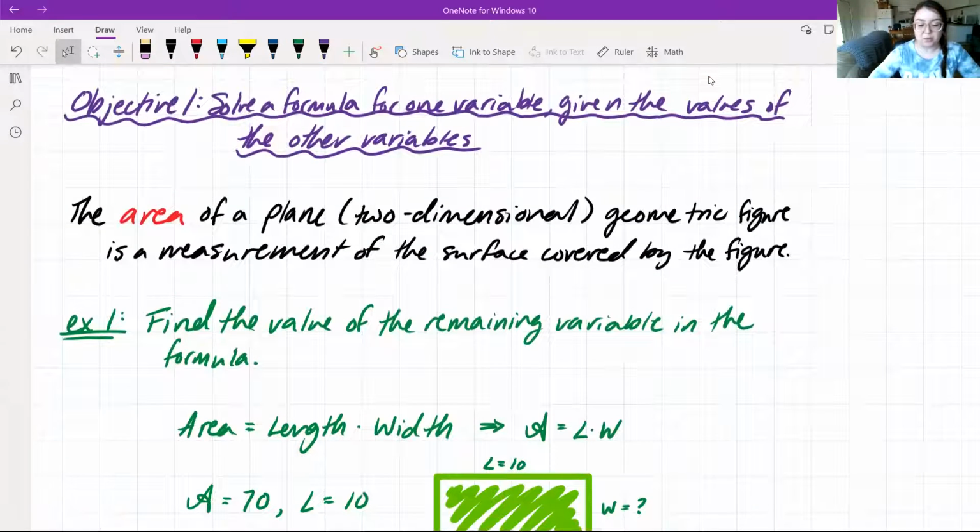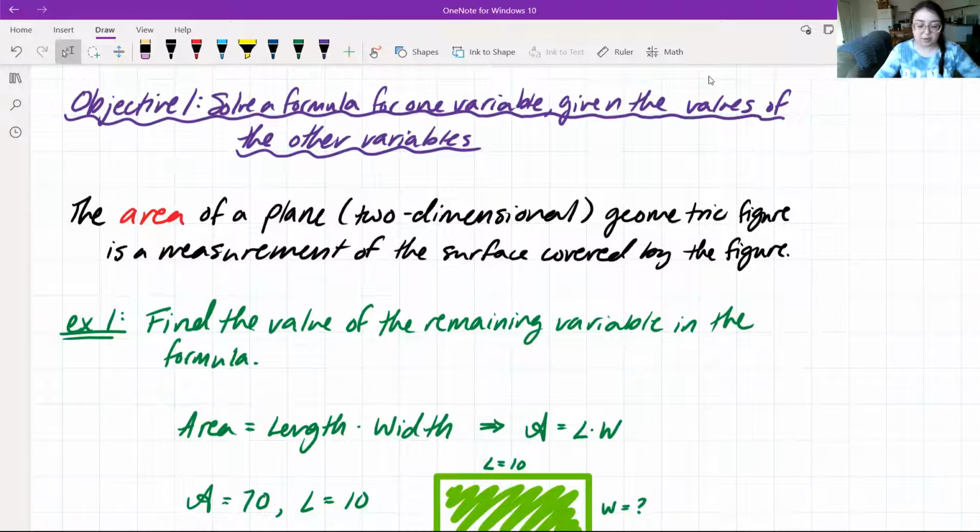On to objective 1. We want to solve a formula for one variable given the values of the other variables. The area of a plane, or two-dimensional geometric figure, is a measurement of the surface covered by the figure. So when we talk about area, it is almost like we have some sort of figure and we're covering all of those surfaces of that figure, and that's going to give us our area. Our area equations are given for different types of shapes.